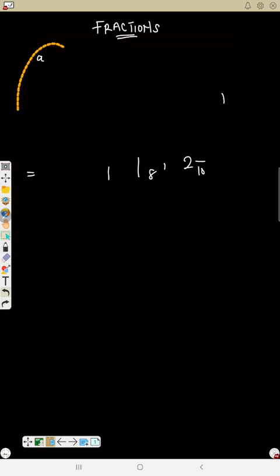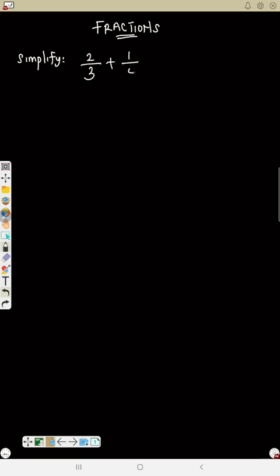Addition and subtraction of fractions. I believe you have a little idea, so we just want to touch it. Now let's say we want to simplify 2 over 3 plus 1 over 4. To simplify this, the first thing is you find the LCM. What is the LCM? The LCM of 3 and 4, meaning the lowest common multiple of 3 and 4.